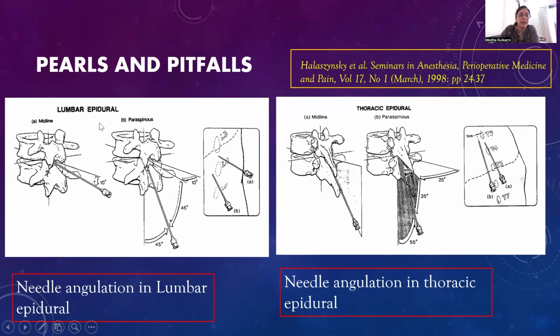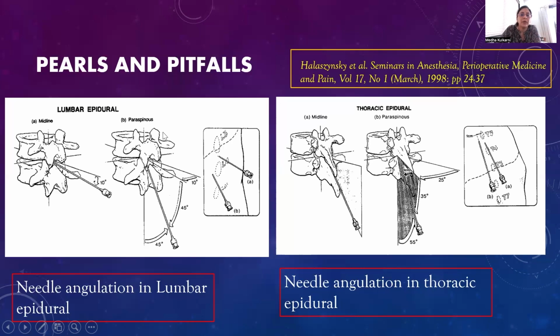In a lumbar epidural, where the spines are nearly horizontal, the needle insertion can be done through a midline approach with a slight 10 degrees angle from the horizontal. So this is the horizontal, and from there a slight 10 degrees angle in the cephalad direction will facilitate entry into the epidural space in between the two spinous processes.